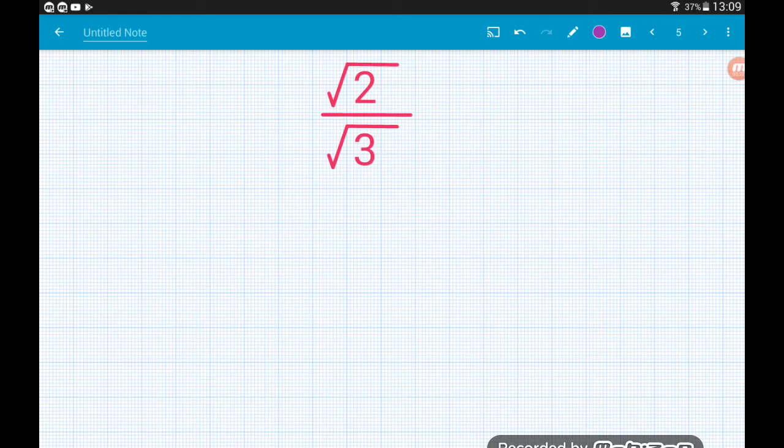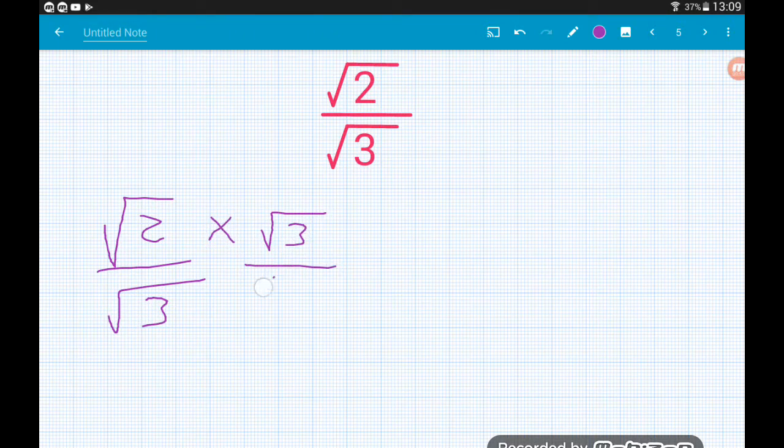Okay, the next one, root 2 over root 3. This is a bit different because we've got a surd up on top. The important thing to remember is we're not worried about irrationality up on the top of the fraction, so we're not bothered by the fact that we've got this root 2 up on top. It's only the root 3 that we need to sort out, so we're going to carry on exactly as we have been so far. We're going to multiply top and bottom by root 3.